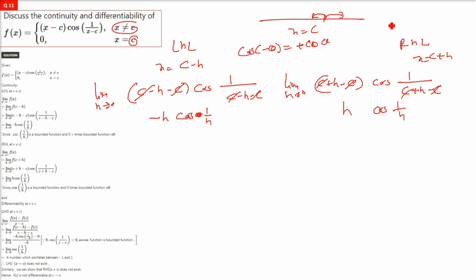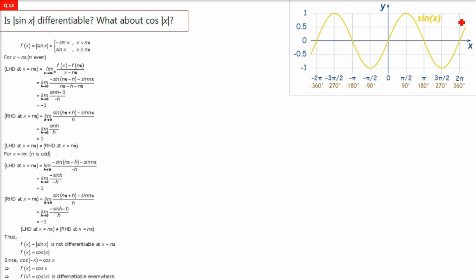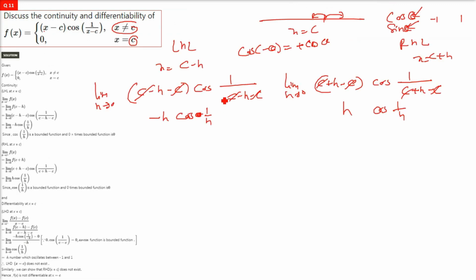Now cos and sine, they are bounded functions. How are they bounded functions? Because whatever you put inside theta, it will always give you a value between negative 1 and 1. Let me show you here also. See, this is a sine function. It is always bounded. The result of sine of any theta will always be between negative 1 and 1. So cos 1 by h will always be some value.